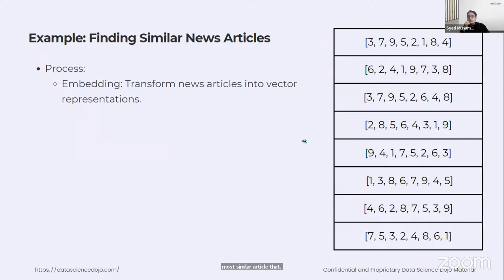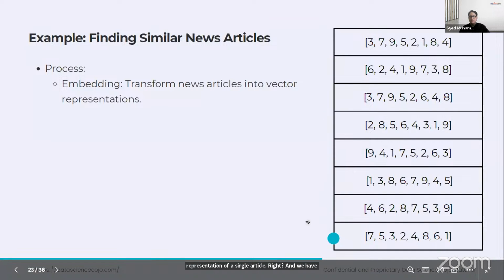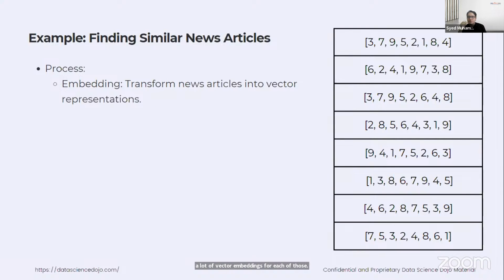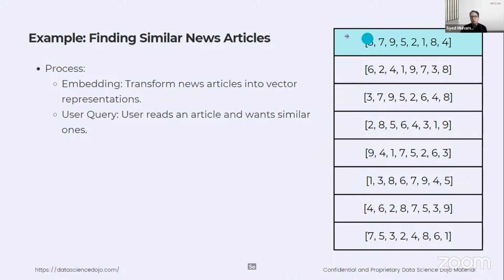So one way you could perform this using vector search would be that you transform all of those news articles into vector representations. So let's say one block here represents a vector representation of a single article, right? And we have a lot of vector embeddings for each of those news articles. Pretty simple, right? Next, whenever a user lands on a particular article, it's going to be treated as a user query. So we are going to treat it as the user wants something similar to this particular article, which they are currently reading.